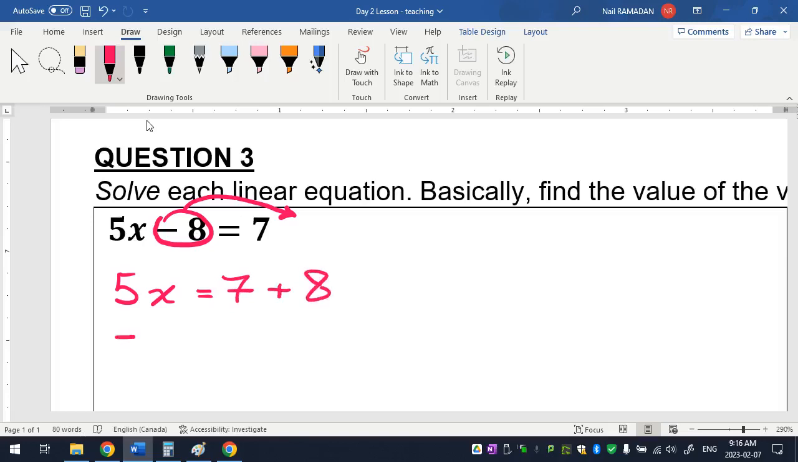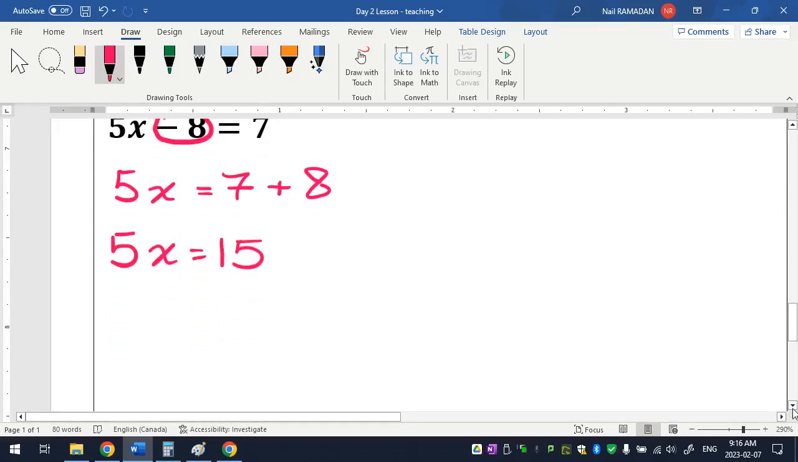All right. 5x stays the same. What's 7 plus 8? 15. Okay, who knows how to solve this? And I'm asking because people have been taught two different ways of showing it. It's the same thing, but just of showing it. Qasim, how would you do this one?